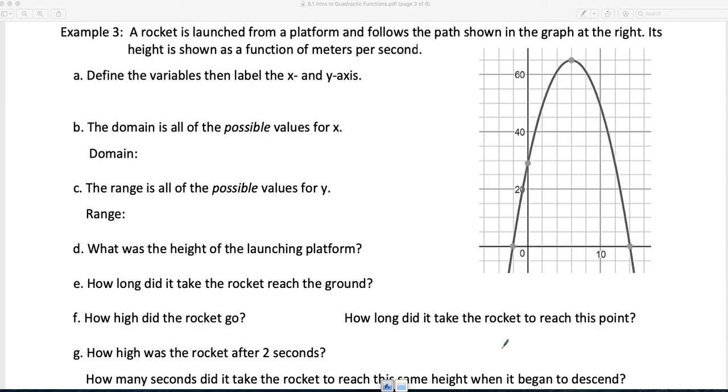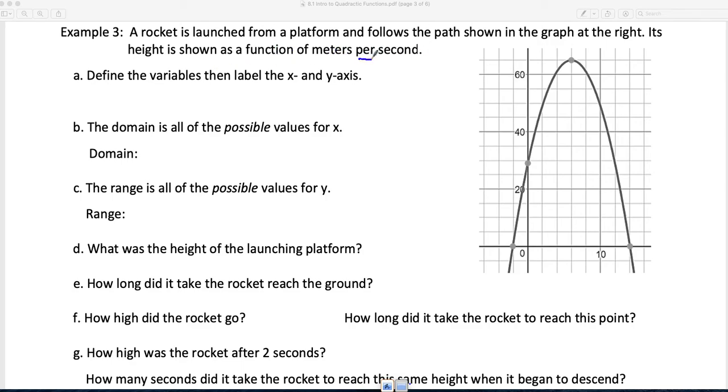Okay. Here's the situation. I have a rocket that was launched into the air from a platform, and it's going to follow this path of this parabola. Goes up, comes down. You can see why so many things are modeled after parabolas and quadratics, because a whole lot of things go up and down. In fact, they're called projectiles. So, define the variables and label the x and y axis. Well, let's finish reading it. The rocket is launched from a platform and follows the path shown on the right. Its height is shown as a function of meters per second.